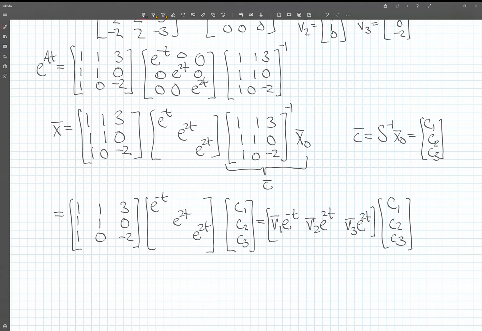and c3. If you multiply S times e to the Dt, since that's a diagonal matrix, you just end up scaling each column by the corresponding diagonal entry, and then we just have to take a dot product. So you see, we get our general solution with three unknowns that we have to figure out: c1, c2, and c3. Okay, that actually works in general.